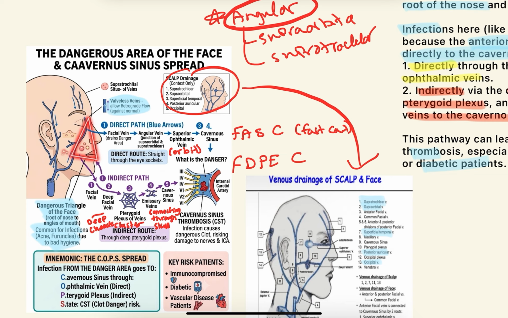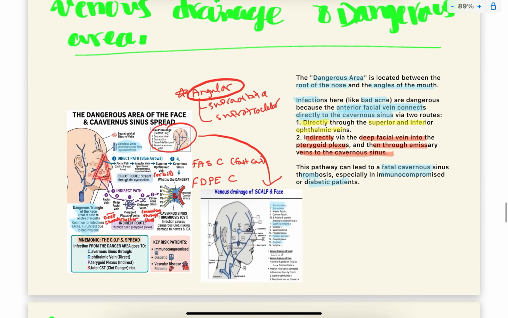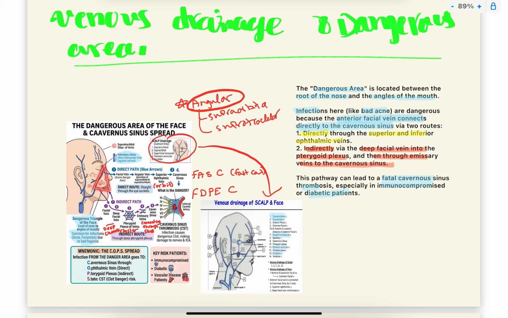Okay? Now, this could be more likely in people who are immunocompromised, diabetic, or have vascular diseases like heart disease, hypertension, and all of those. So, I hope I made it clear. And I believe that this is the most important thing that we might get questions on.